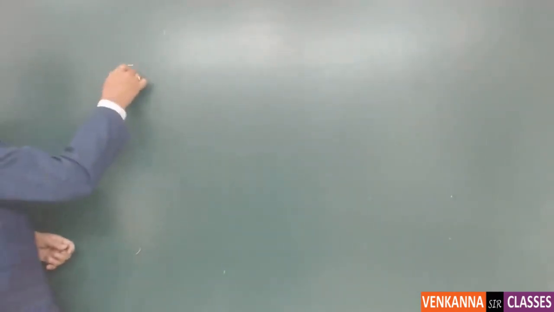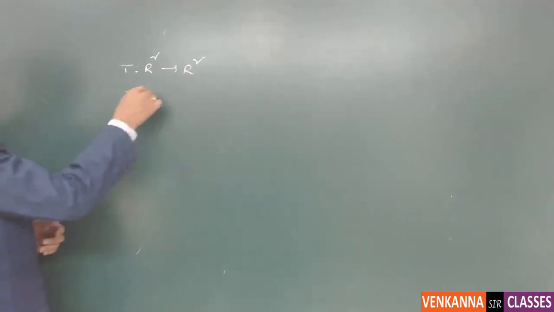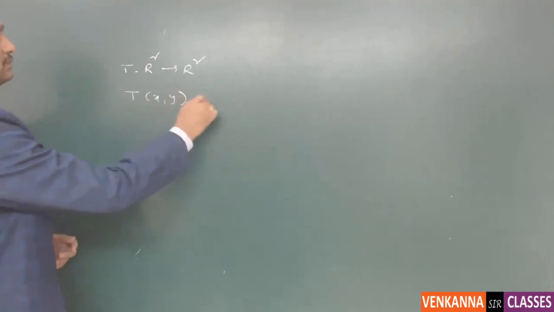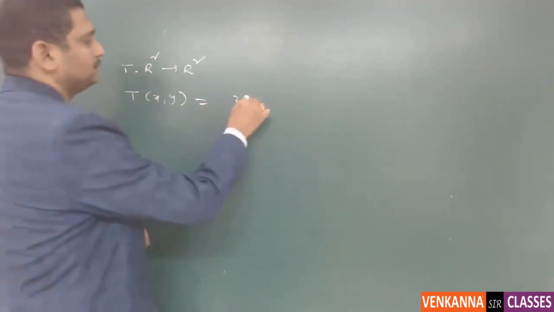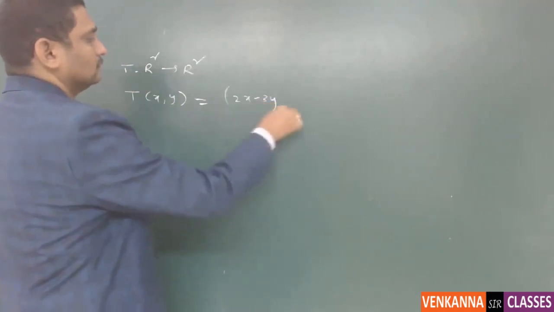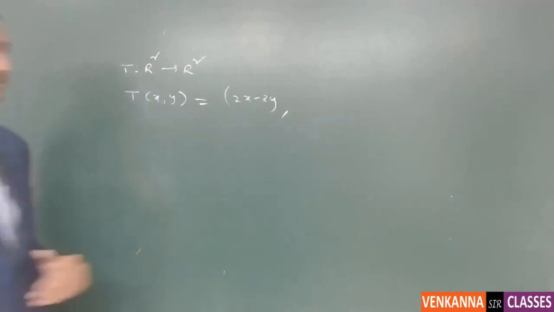So the problem is, suppose T is the linear transformation taken from R square to R square, and it is defined by T of xy is equal to 2x minus 3y and x plus 4y.